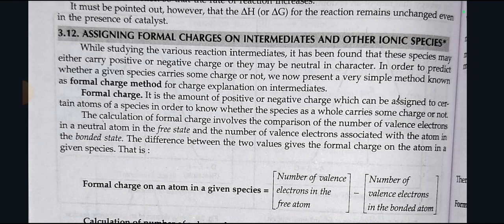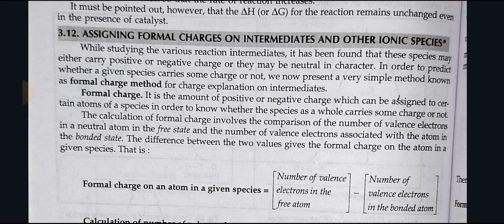3.12 Assigning formal charges on intermediates and other ionic species. While studying the various reaction intermediates, it is found that these species may either carry positive or negative charges, or they may be neutral in character. In order to predict whether a given species carries some charge or not, we now present a very simple method known as the formal charge method.